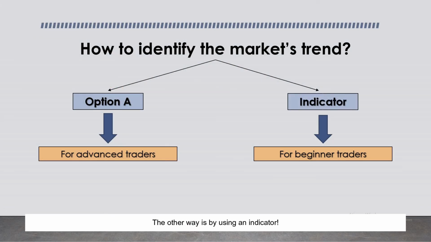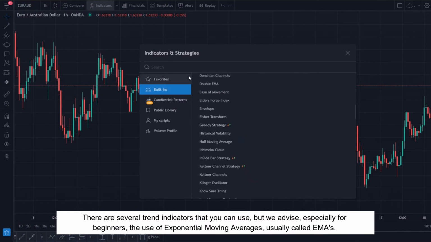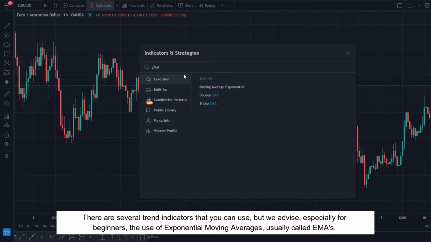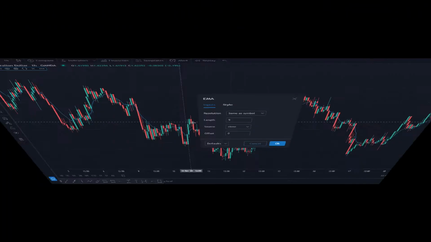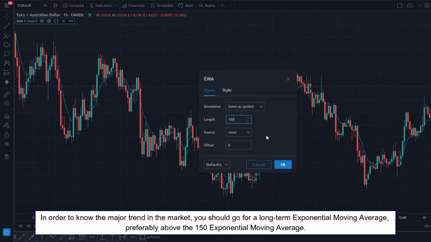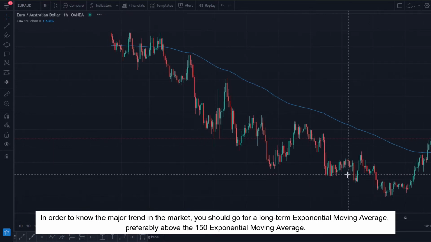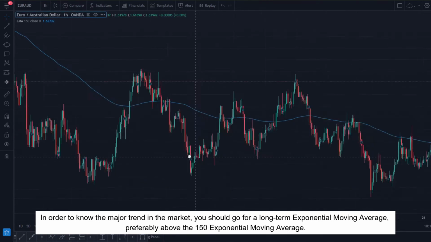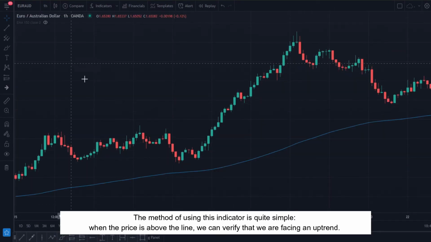The other way is by using an indicator. There are several trend indicators that you can use, but we advise, especially for beginners, the use of exponential moving averages, usually called EMAs. In order to know the major trend in the market, you should go for a long-term exponential moving average, preferably above the 150 exponential moving average. The method of using this indicator is quite simple.